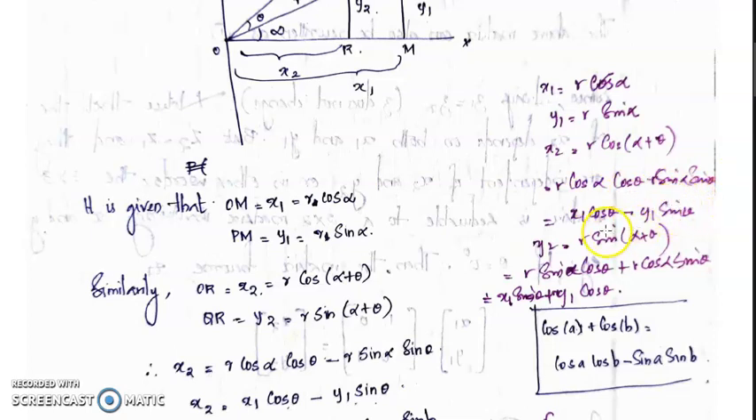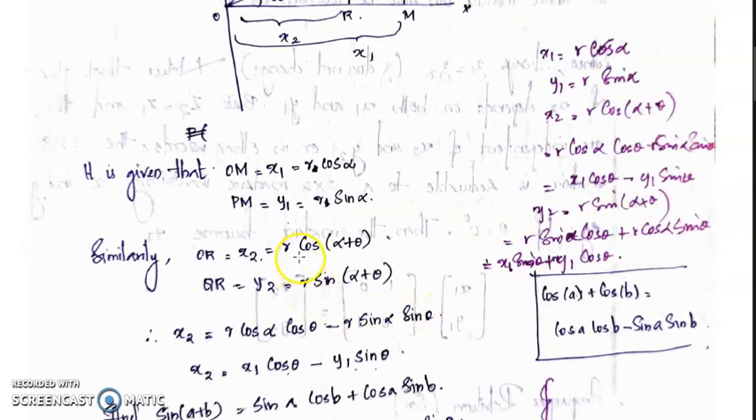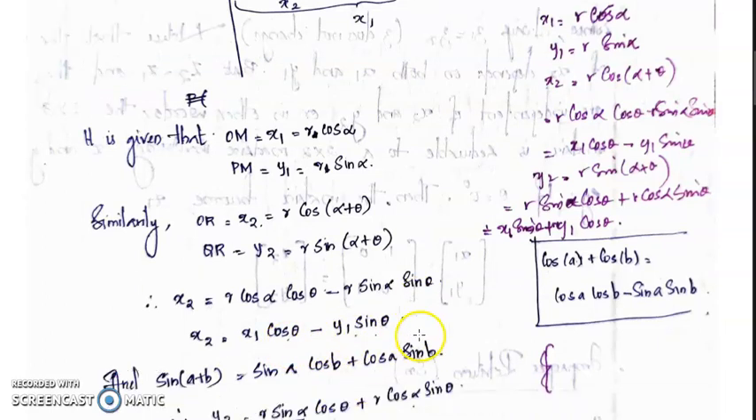Or it can be equal to x1 cos theta minus y1 sin theta. Or we can open this bracket: r cos of alpha plus theta is equal to r cos alpha cos theta minus r sin alpha sin theta. And we know that r cos alpha is equal to x1 and r sin alpha is equal to y1. Therefore, x2 will be equal to x1 cos theta minus y1 sin theta.